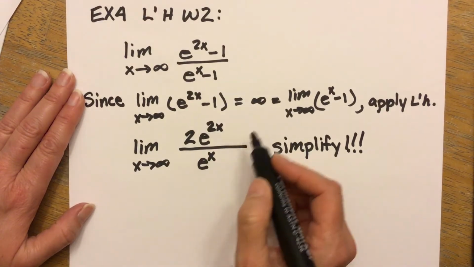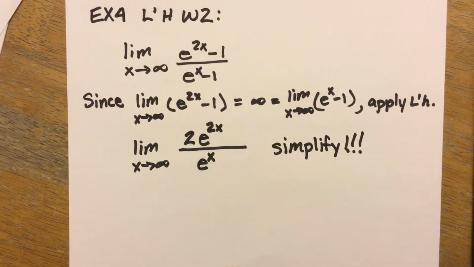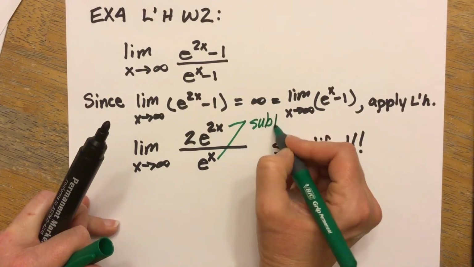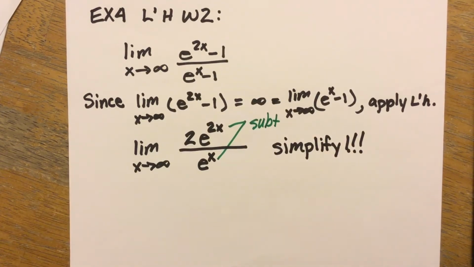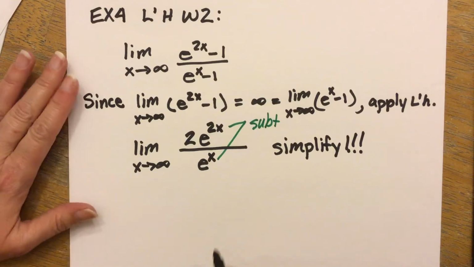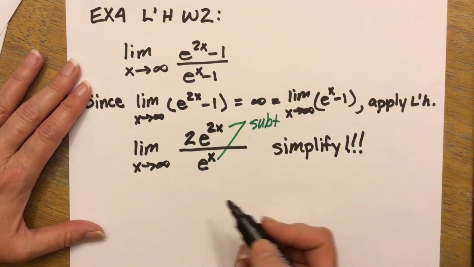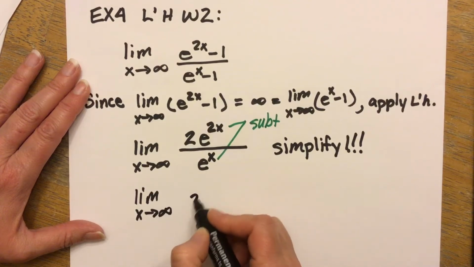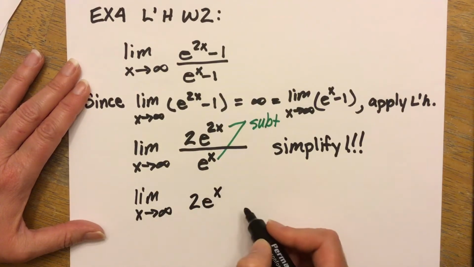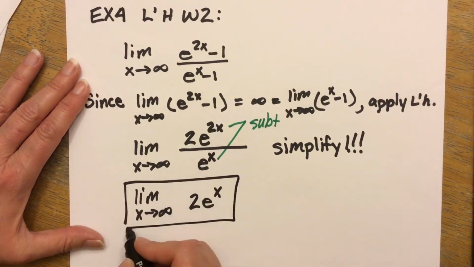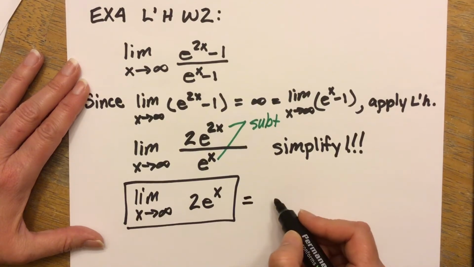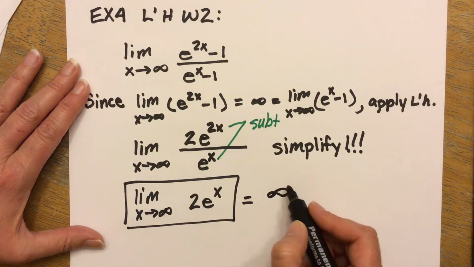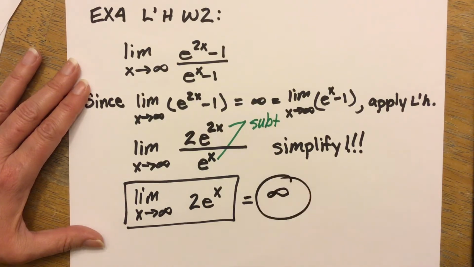Simplifying this, we're going to subtract these two powers. So if we have e to the 2x over e to the x, when you subtract 2x and x, you'll get x left. So the limit as x approaches infinity of 2e to the x, because we subtracted, is the nicest form of our limit. So we're thinking about 2e to the infinity. So 2 times a super big number is that super big number, infinity.